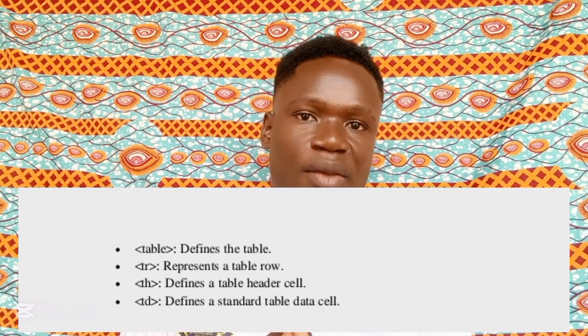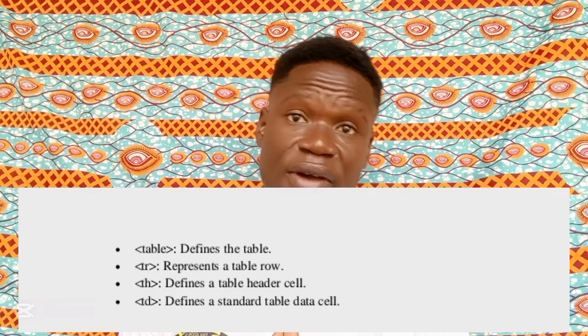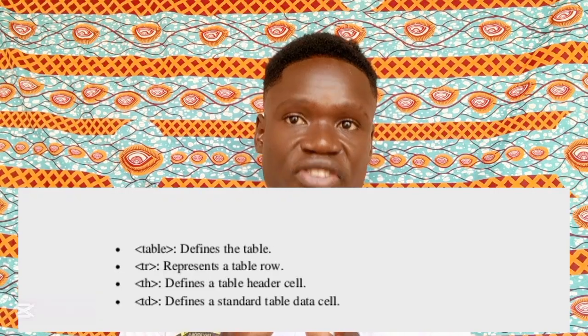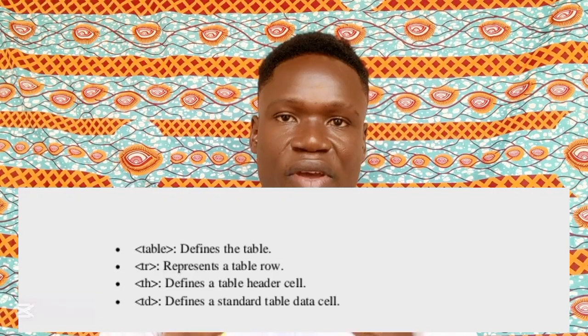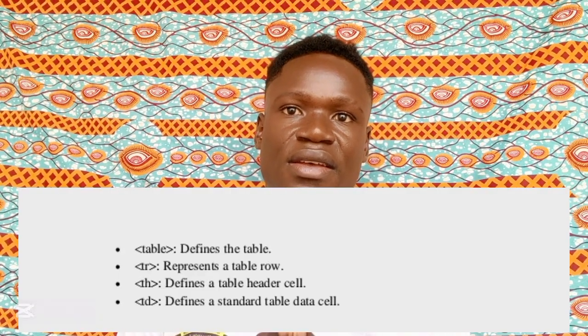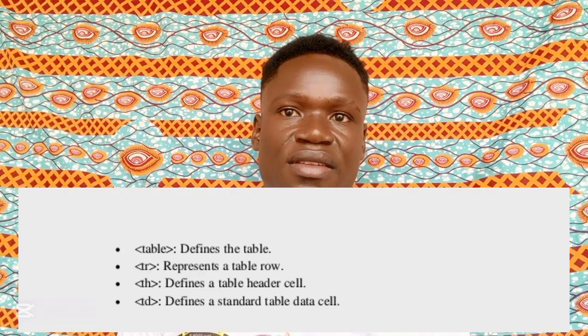We want to look at some key aspects. Each time you see table, it defines the table. TR means it's the table row. Each time you see TH, it defines the table header. And each time you see TD, it defines the table data cell.